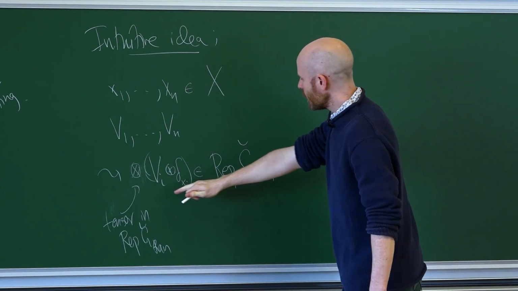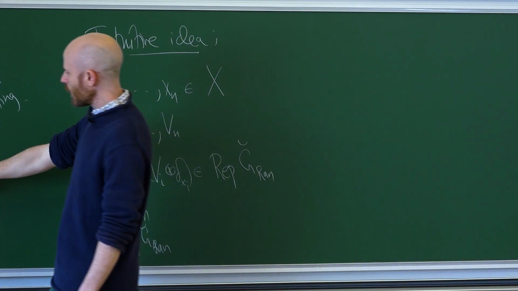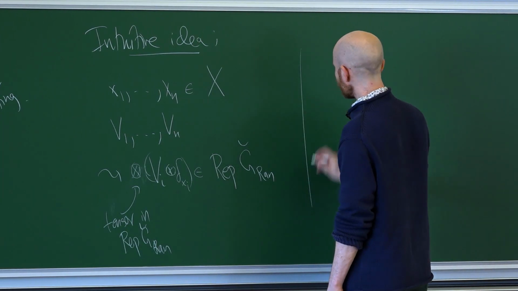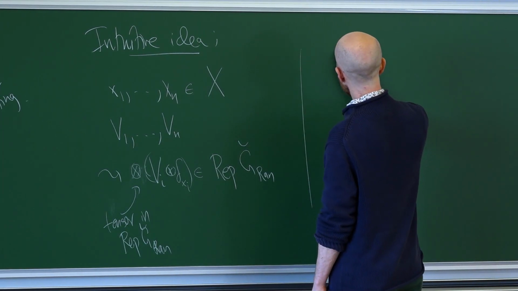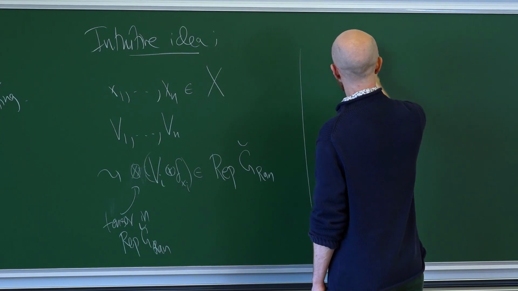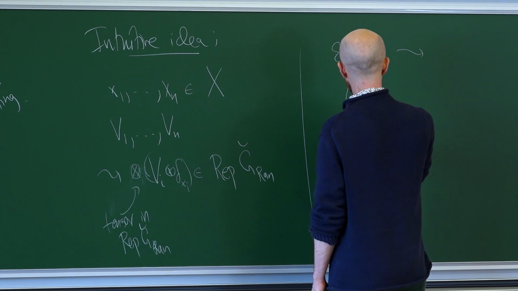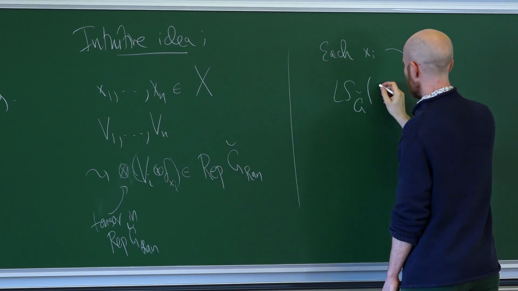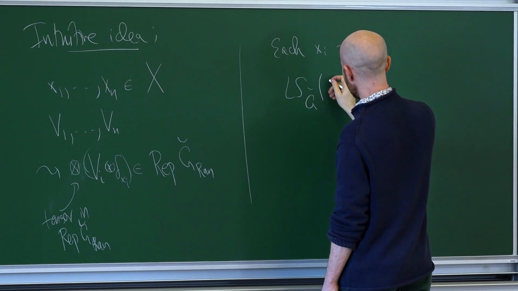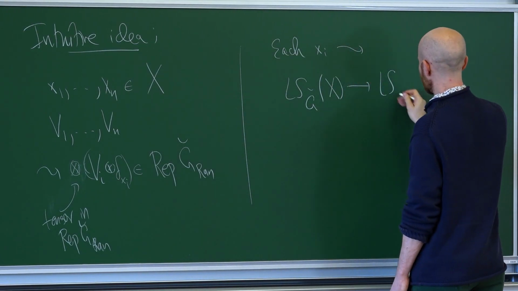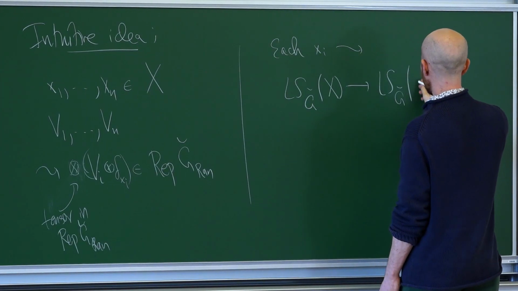And so I can take this object and I can ask what's the corresponding quasi-coherent sheaf on LocSys G check. And then the point is each xi is going to give rise to a map from local systems on X to local systems at this point.